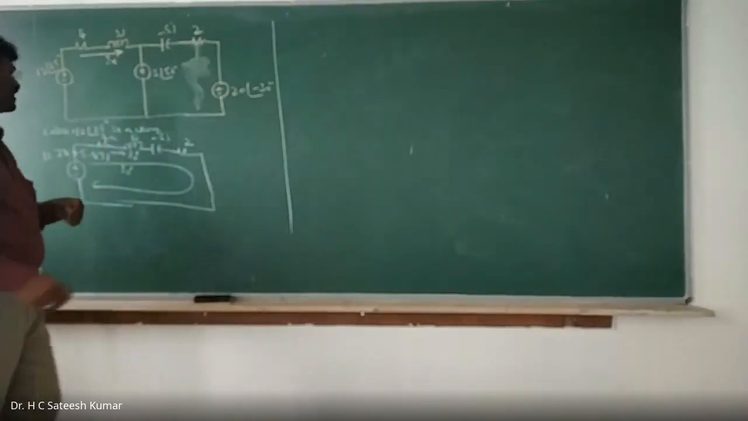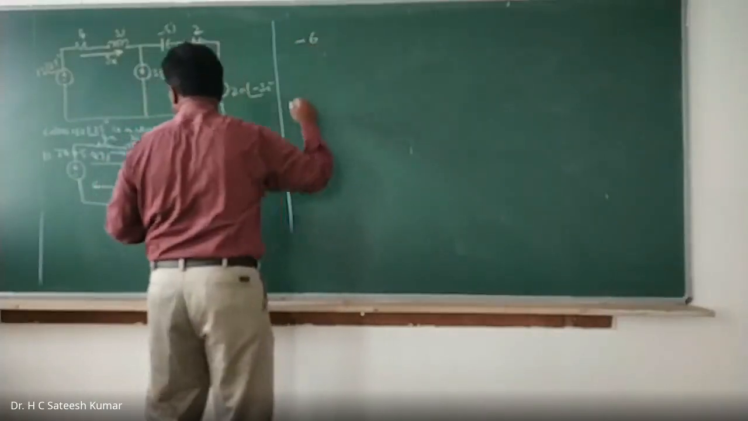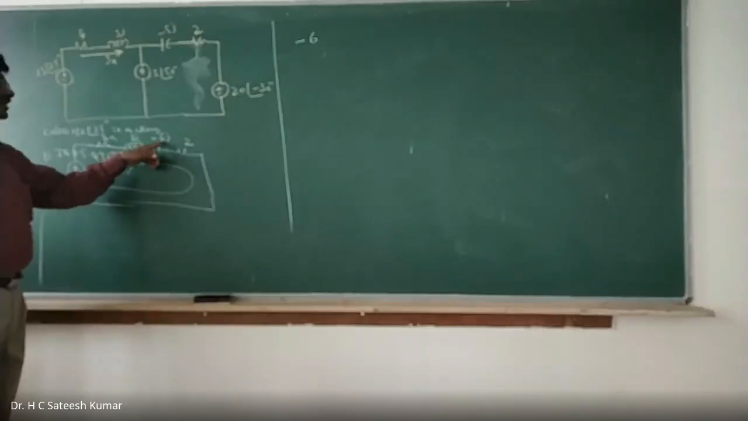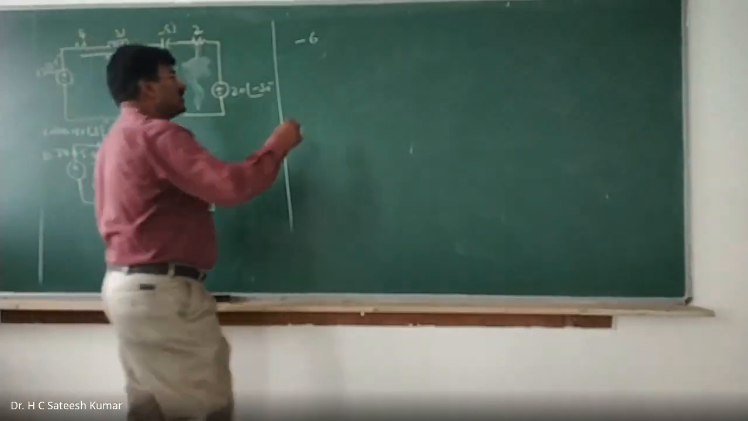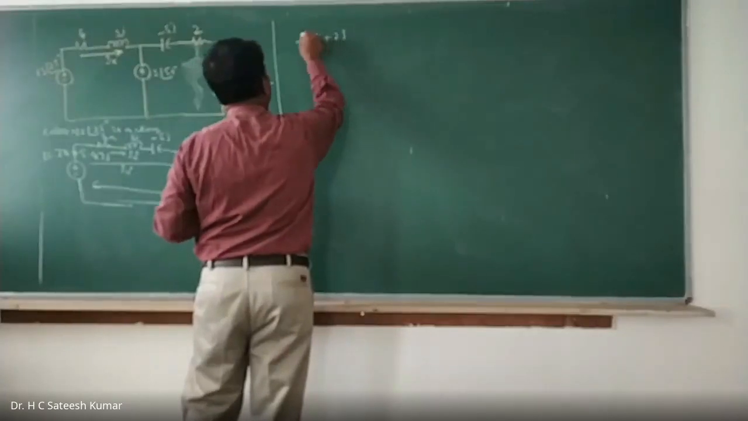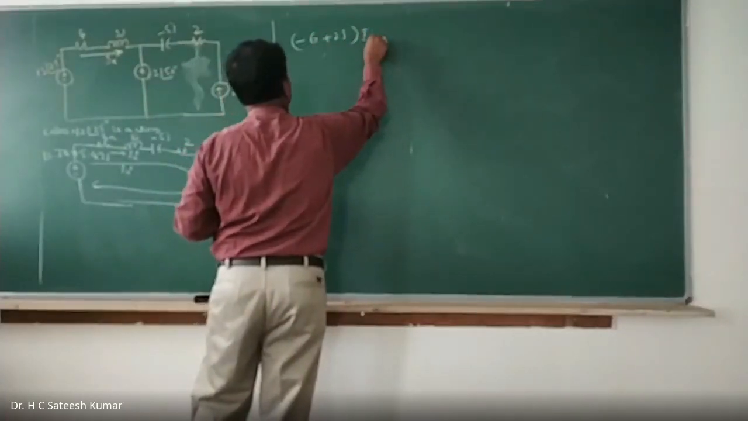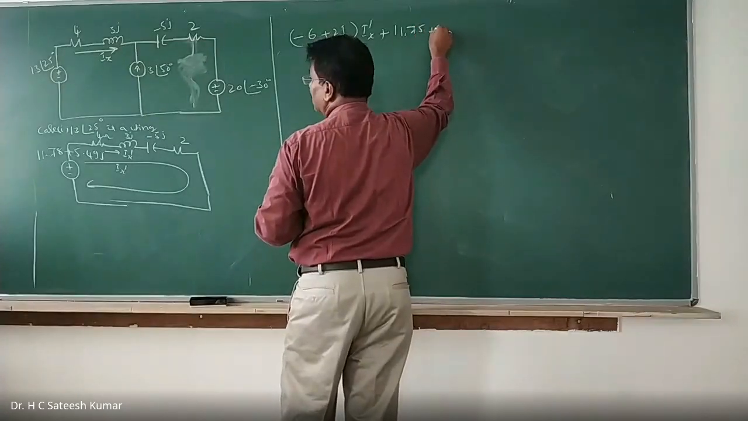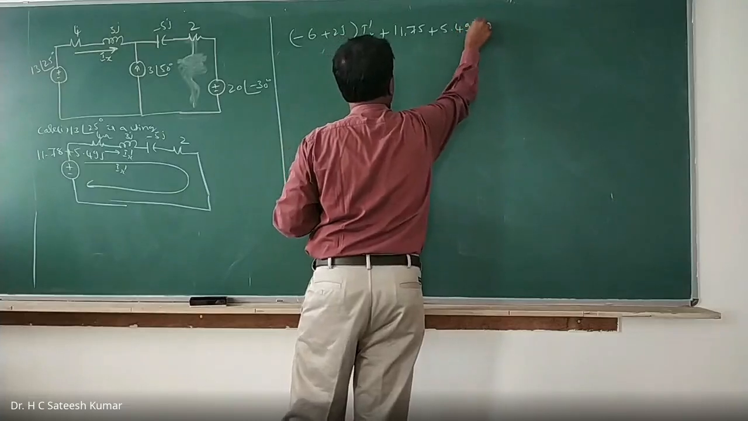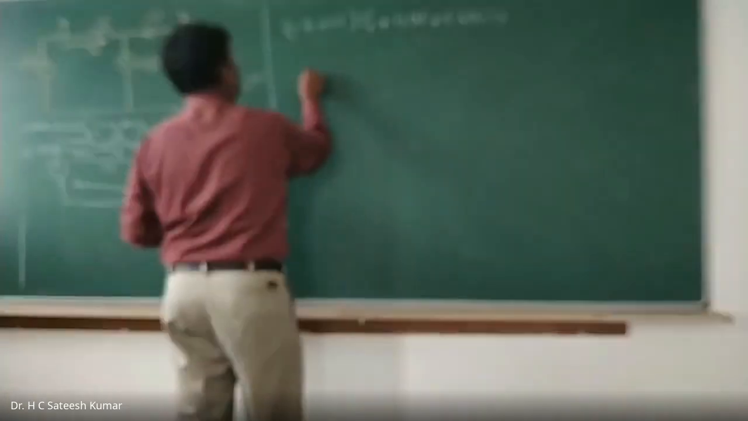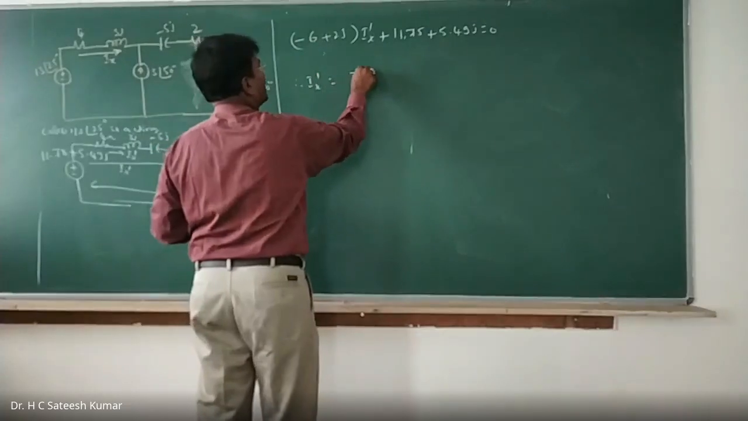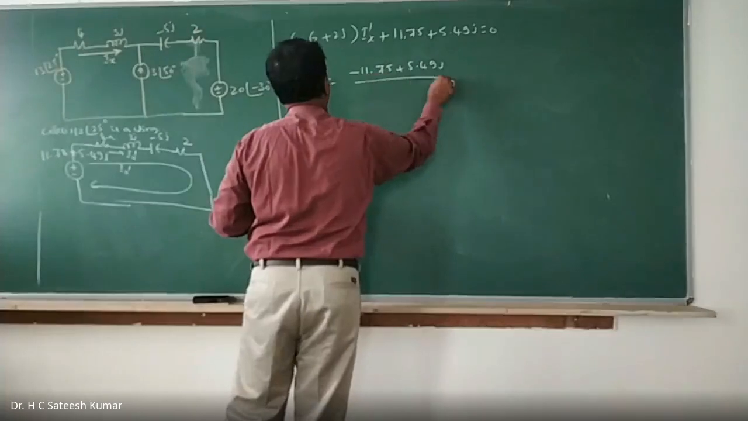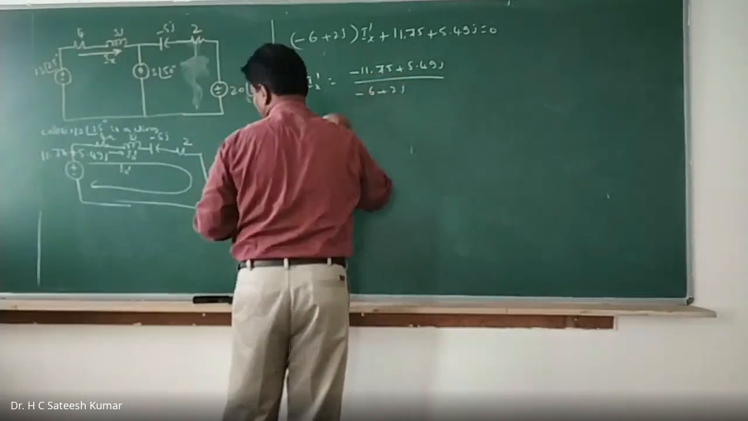4 plus 2, 6. Minus 6. 3j minus 5j, minus 2j. And same direction, minus of it plus 2j into Ix dash plus 11.78 plus 5.49j is equal to 0. Therefore, Ix dash is equal to minus 11.78 plus 5.49j divided by minus 6 plus 2j. That is Ix dash.